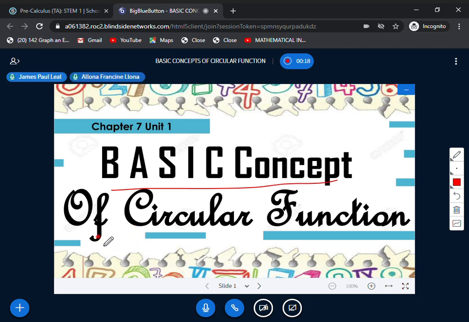For today's topic, I will be discussing the basic concept of circular function. Last meeting we talked about the sequence, the series, how to identify arithmetic and geometric, followed by mathematical induction and the binomial theorem. Now let's proceed to the basic concept of circular function. We will focus on circular function, which is all about the terminologies. For the next session, I will be discussing the computation for the circular function.